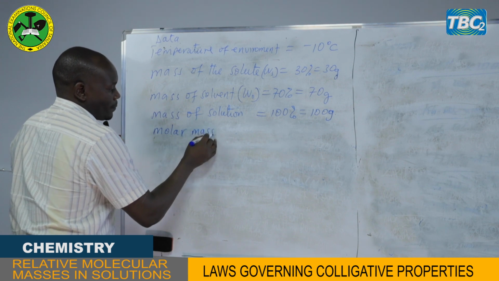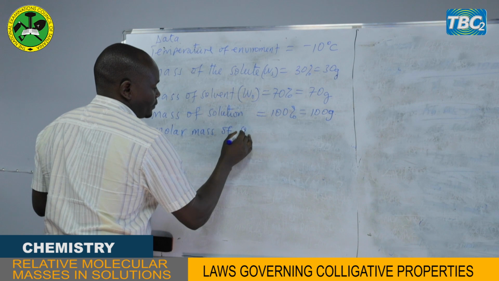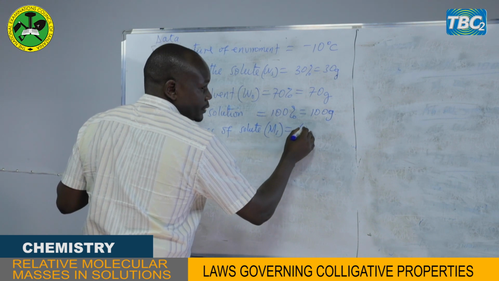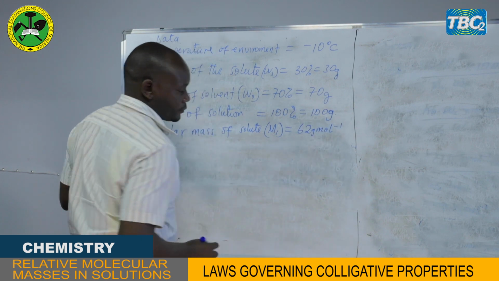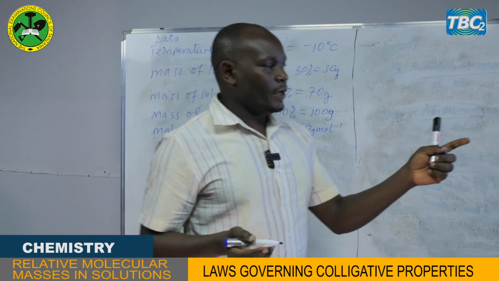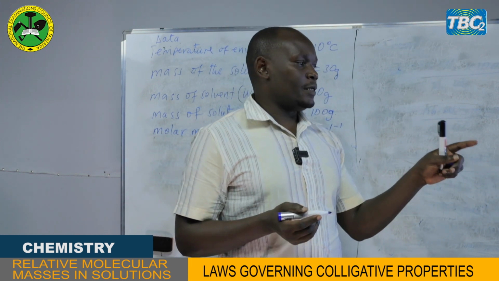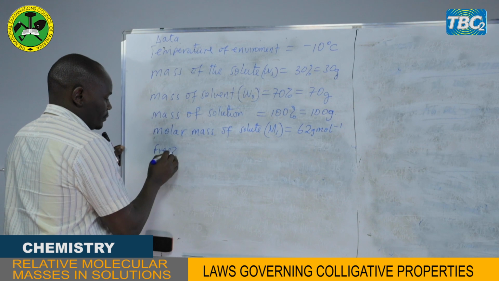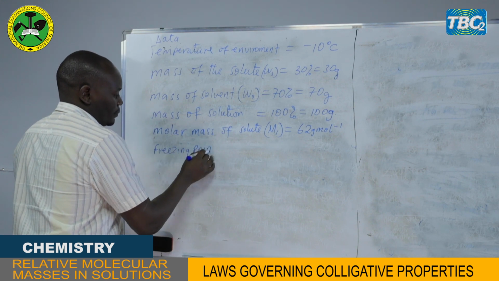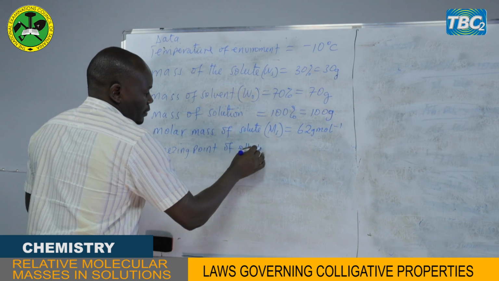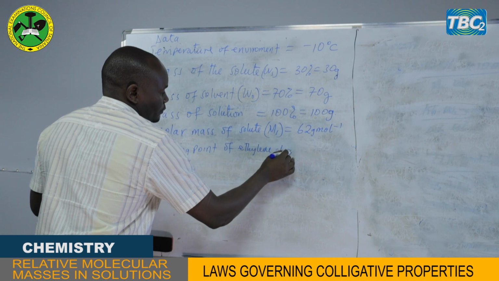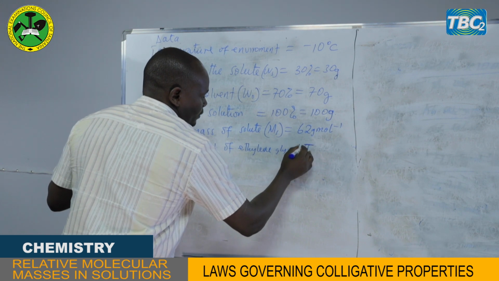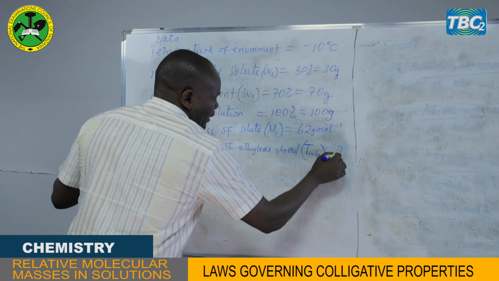The molar mass of ethylene glycol, which is our solute, that is Ms, is equal to 62 gram per mole. As what I have said here, what will help us to judge that kind of question is the freezing point of the ethylene glycol solution. Now, the freezing point of ethylene glycol solution, that is T solution, is the one that is required to find.